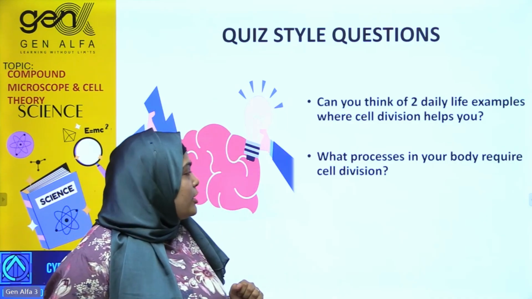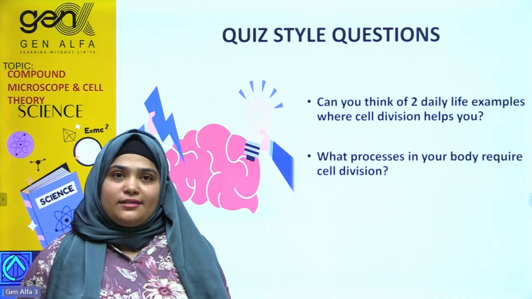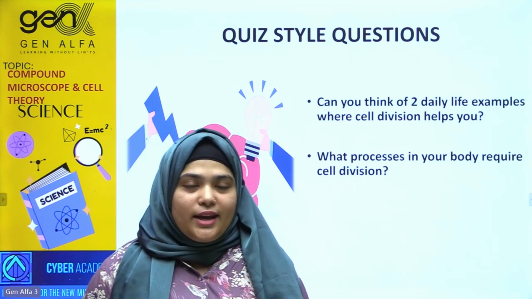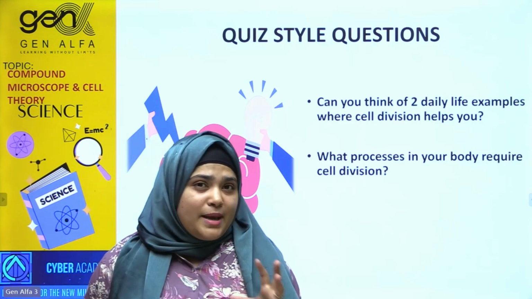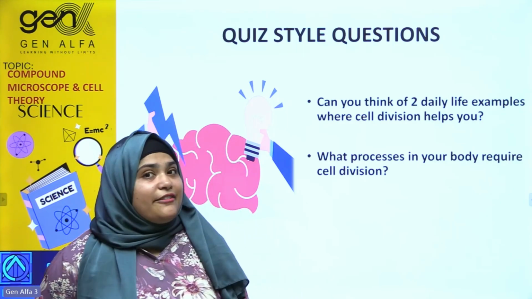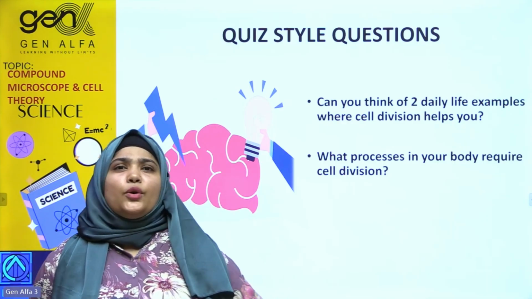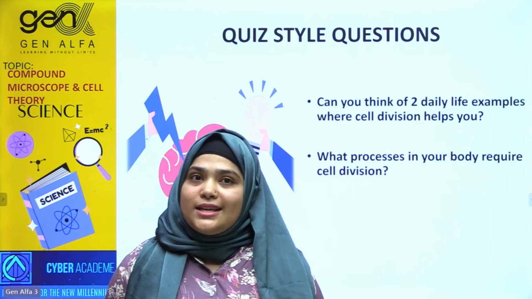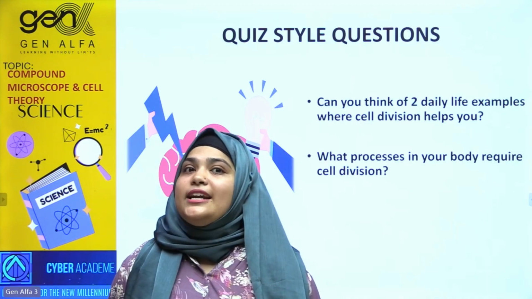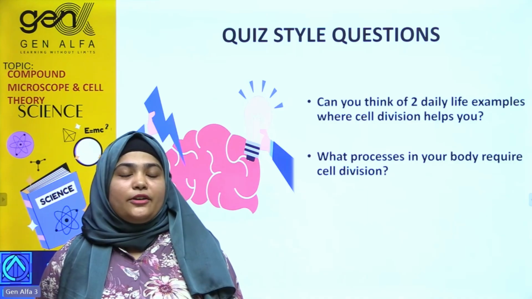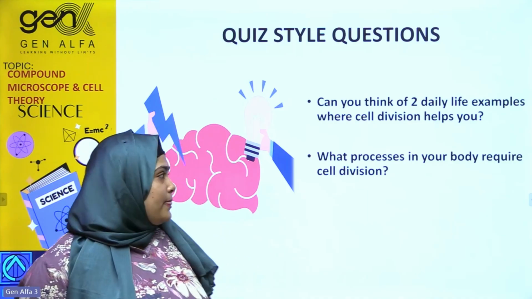What process in your body requires cell division? Tell me what is the process in your body which keeps on going and which is the best example of cell division. Simple. Whenever you are growing, growth is the process which requires cell division. The old cells are going to multiply and divide and form new cells.